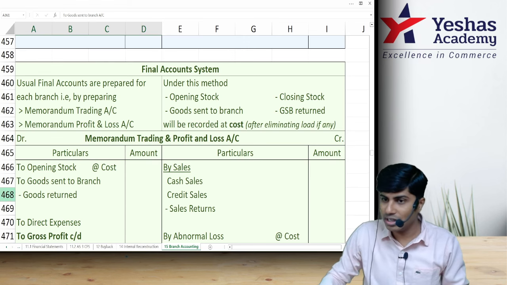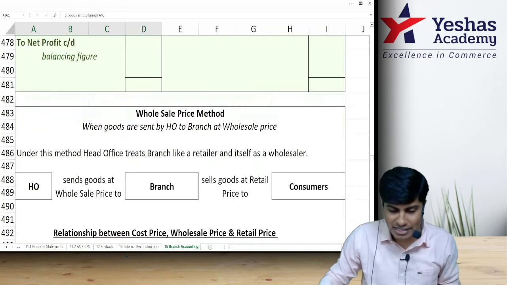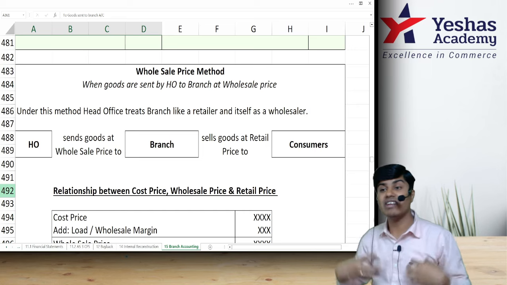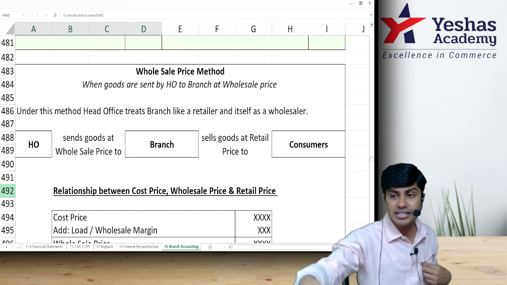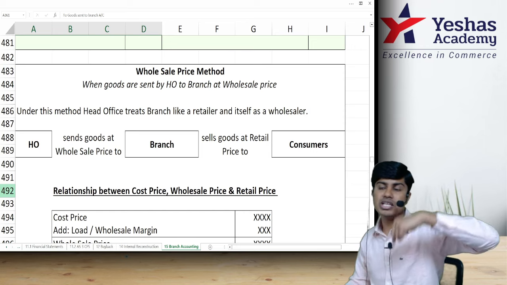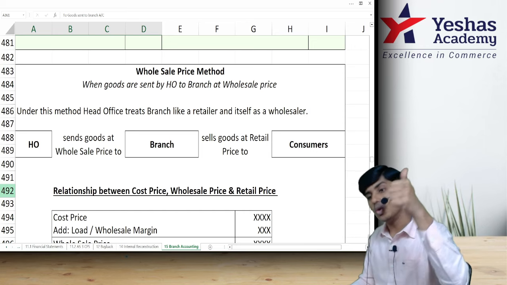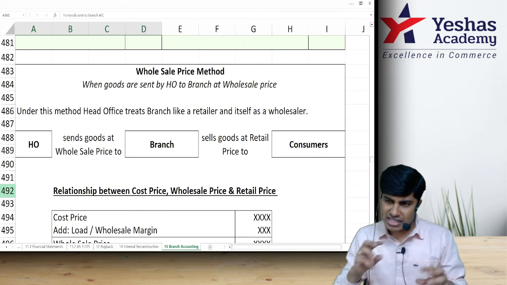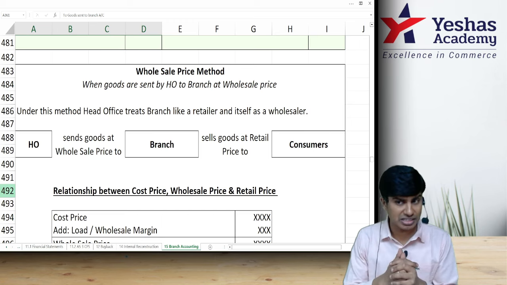Let's proceed to the next method, that is the wholesale price method. The wholesale price method is followed when the head office treats itself as a wholesaler and treats the branch as a retailer. Head office will transfer the goods to the branch at wholesale price, and the branch will sell the goods to customers at retail price. This is similar to invoice price, but it has its differences.